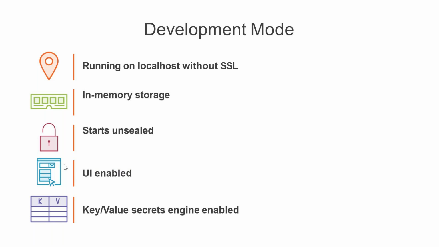Mind it, it runs on localhost without SSL. That means when you run development mode, it is running on localhost but without SSL. Again, there is in-memory storage, meaning everything is stored in memory, so if it is stopped, everything is lost. I just said the server has a sealed and unsealed process before use. It automatically starts unsealed, so you don't have to unseal. And the UI is enabled, and the key-value secrets engine is enabled by default. Secrets engines are something I'll discuss in some time.